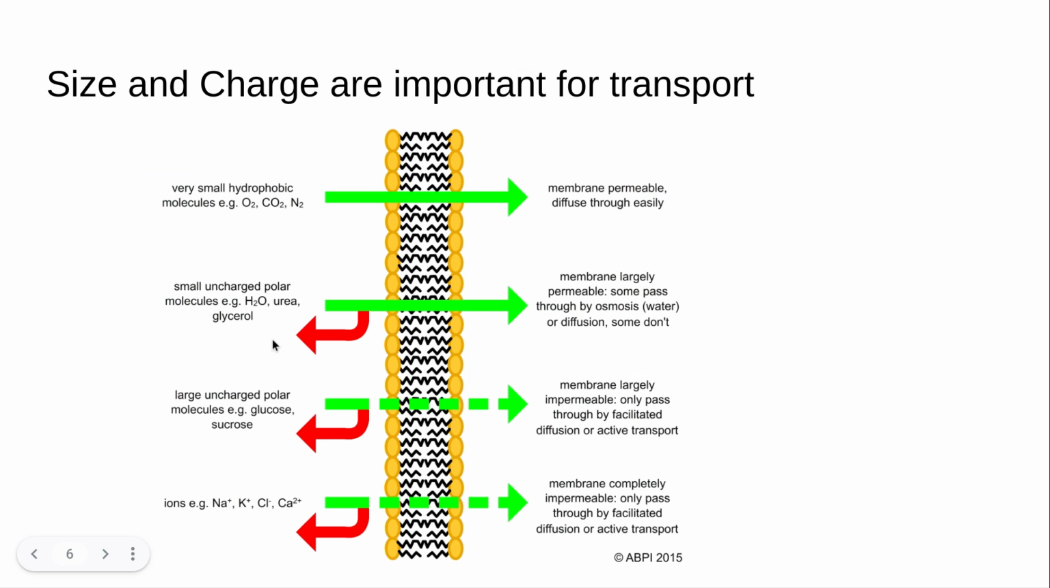So given those size and charge restrictions, you can see that very small hydrophobic molecules have the best chance of passing through. The oxygen molecule, O2 for example, is a hydrophobic, nonpolar molecule, and it's very, very small, so it's going to pass through. Carbon dioxide will pass through, nitrogen will pass through. So gases can diffuse, and this process of simply moving through the plasma membrane is called diffusion. Okay, so diffusion can happen very easily for small hydrophobic molecules.